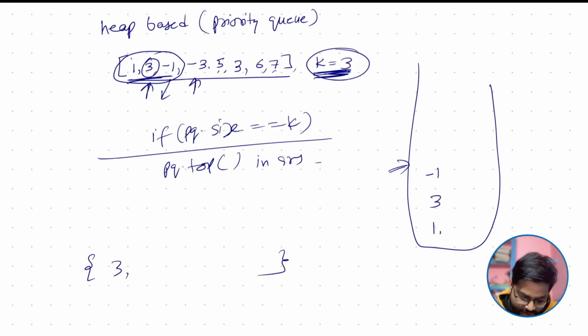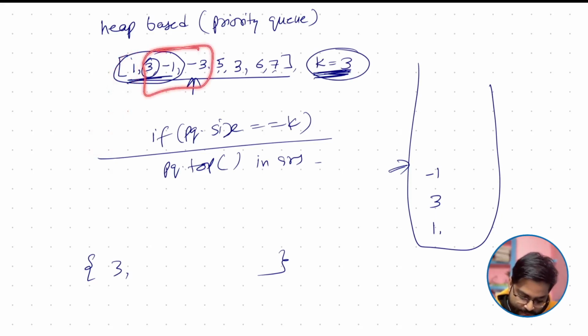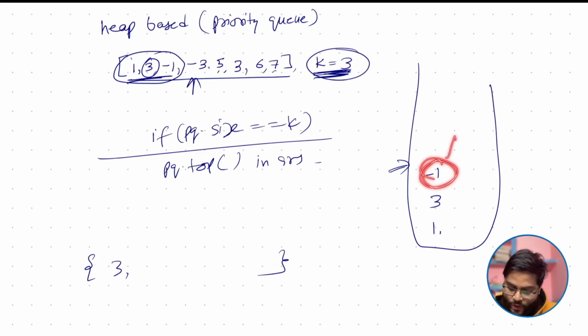Now after this, when I go above, I want to remove this from the priority queue. Why? Because now my window is this one. There is no direct function in our priority queue which can delete a particular element from it. A priority queue always deletes from the top. I can always delete only from the top.